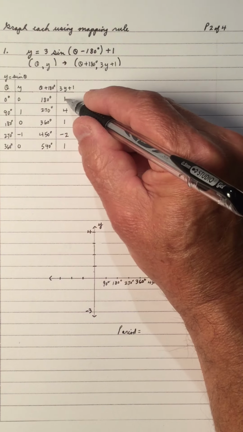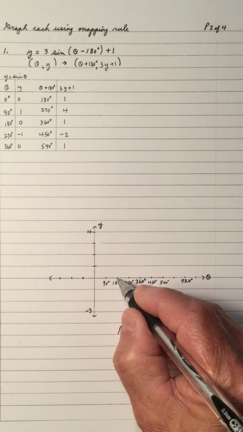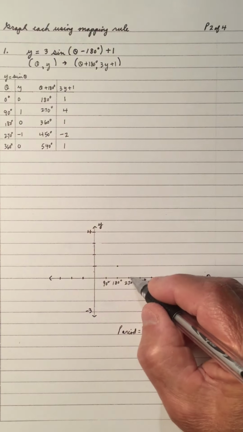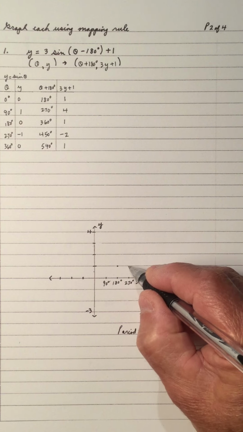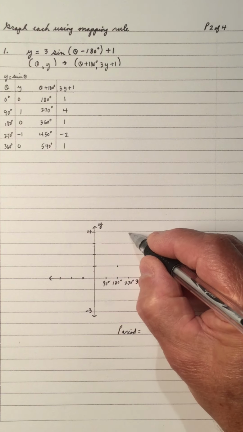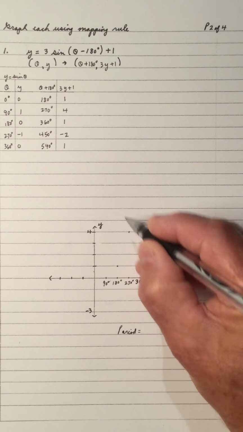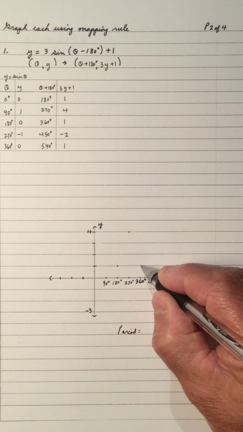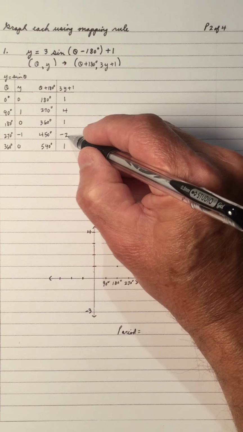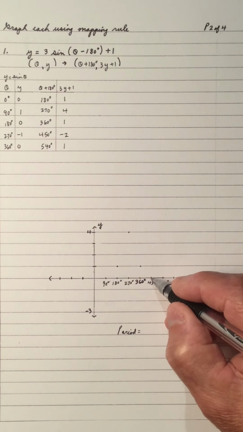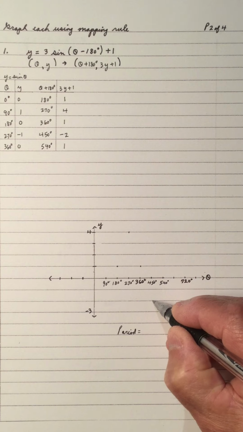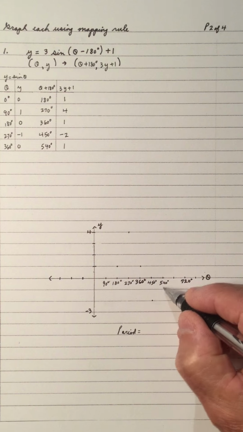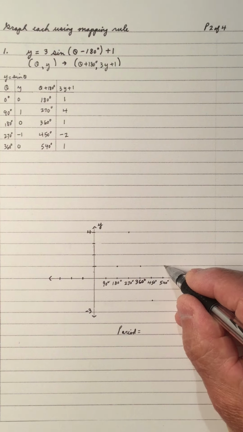So 180 gives me a 1. 270 gives me a 4. 1, 2, 3, 4. 360 is back to 1 again. 450 is negative 2. And 540, which is here, is a 1.